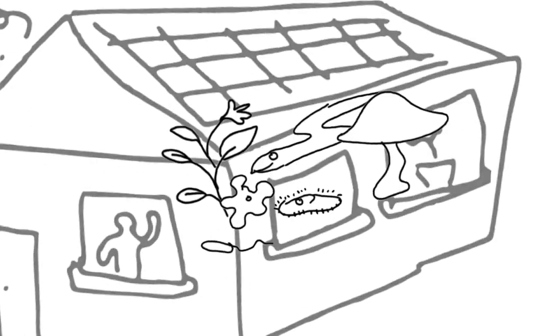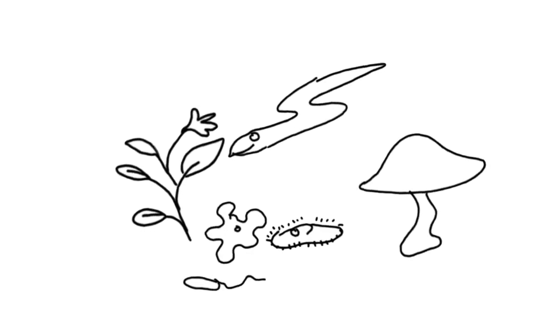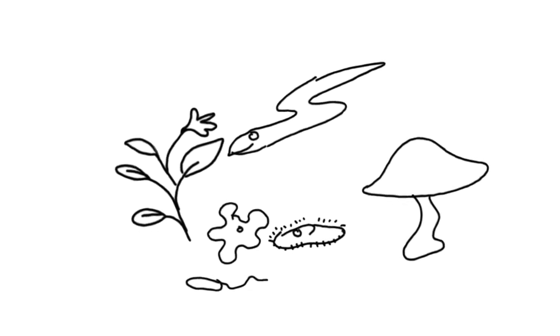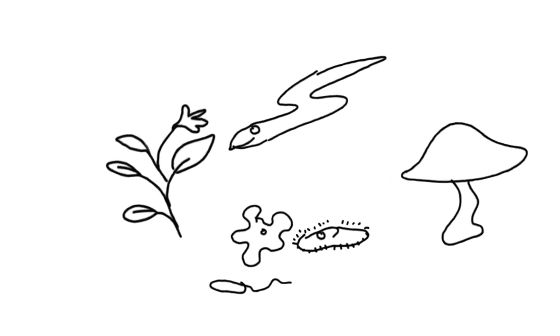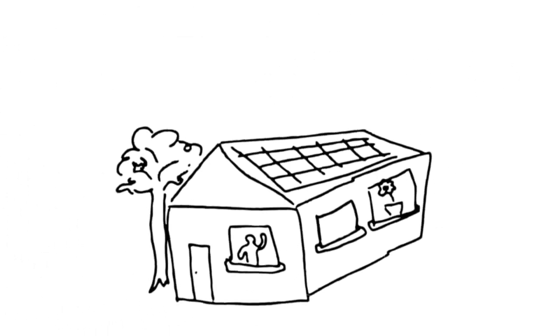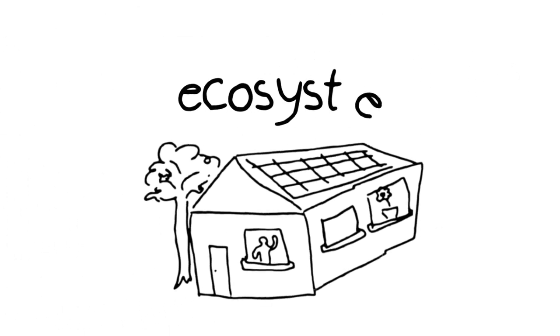All of these different organisms are interacting. They're behaving together. They're interacting with one another. Some of them eat each other. Some of them eat what others decompose into. And they, plus the physical environment, or the house, form the ecosystem.